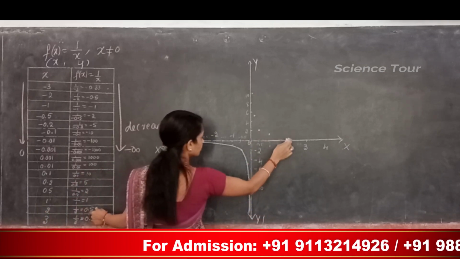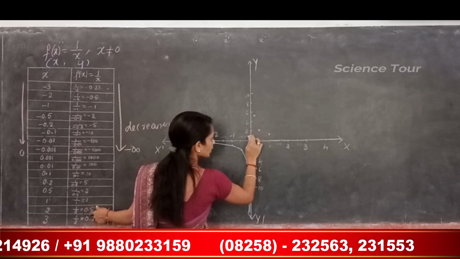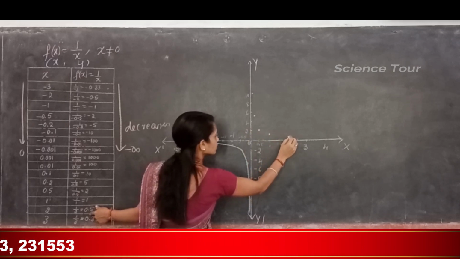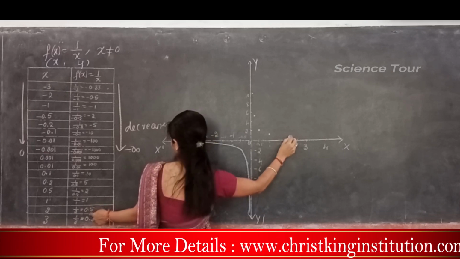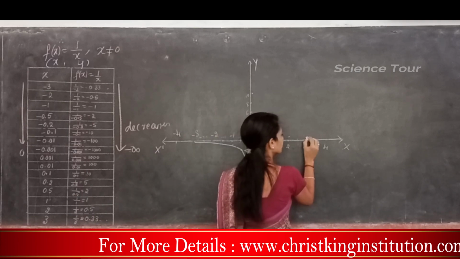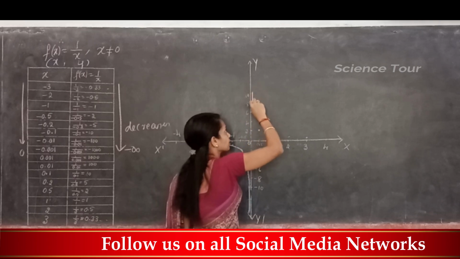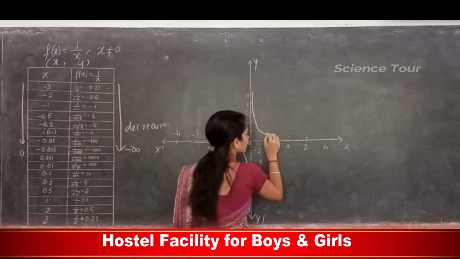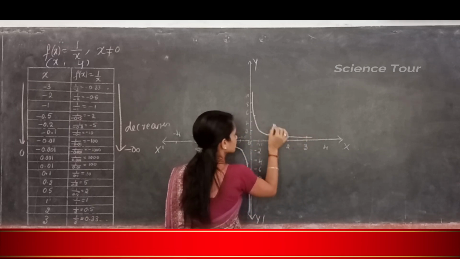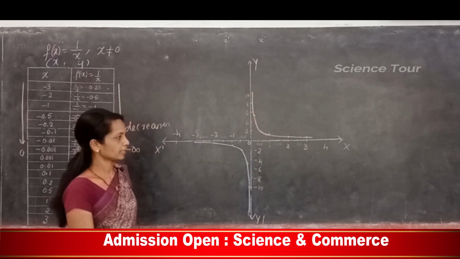Next, for 2 it is 0.5. Exactly in between 0 and 2 you have 1, exactly in between 1 and 0 you have 0.5. Next, for 3 it is 0.333, somewhere here. So the graph of 1 by x will take a shape like this on the right side of the y axis.